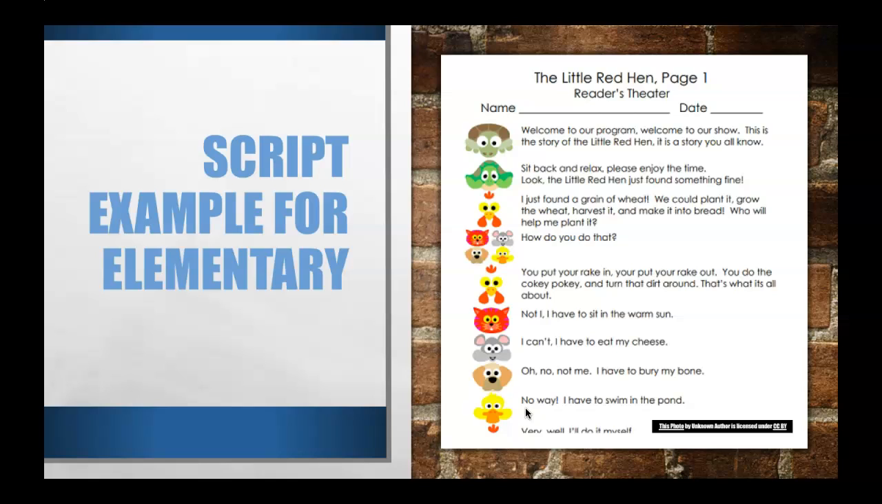If you go 4 blocks down, you see that there are 4 different faces that appear on the left side. A cat, a mouse, a dog, and a duck. This would signal that all 4 of those characters would say, "How do you do that?" Let's continue.